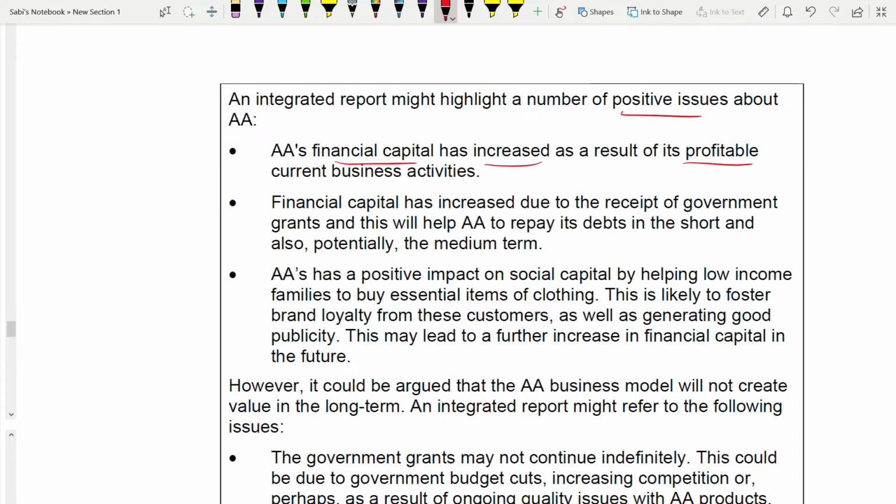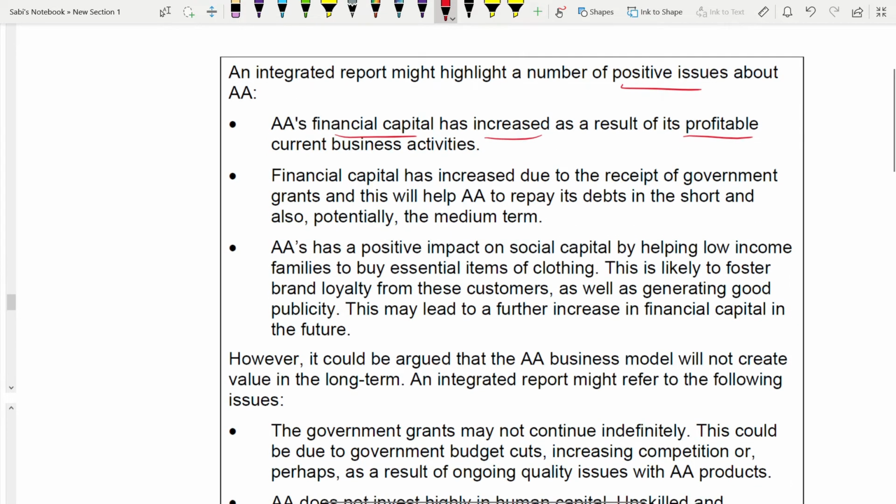Coming to the second, okay. Again, they are talking about financial capital, but it's a second bullet point because it's more than profitability. Be very specific. You have to write it specifically like this. So financial capital will increase again. This time it's not because of profit. Why will it increase this time? Because of the receipt of a grant. Remember, the government will give you a grant.